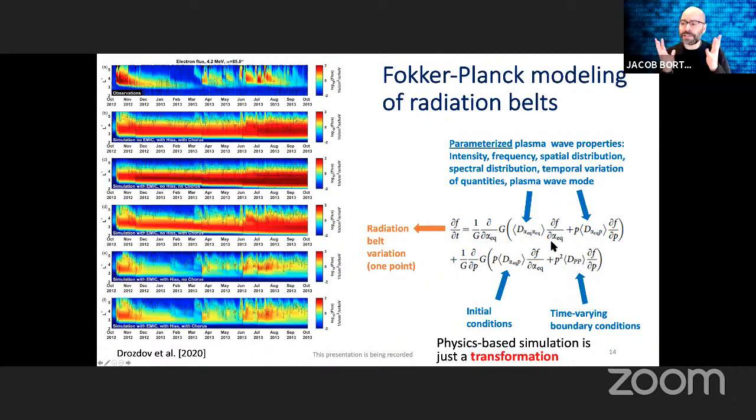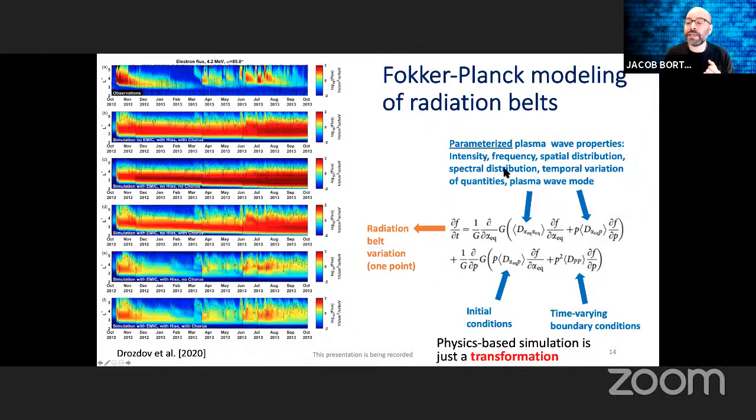Importantly, when we talk about physics-based modeling of the radiation belts, this is what we mean. But let's just unpack this a little bit. What does physics-based actually mean here? Well, it means that all the physical processes that I talked about, the various waves and wave-particle effects, their distributions, their intensities, are all packed into these D_alpha-alpha, D_alpha-p, D_pp's. These diffusion coefficients are basically parameterized expressions of wave properties, intensities, frequencies, spatial distributions, spectral distributions, temporal variations, and of course, different plasma wave modes. So all the physics is crammed into here, and they're parameterized.